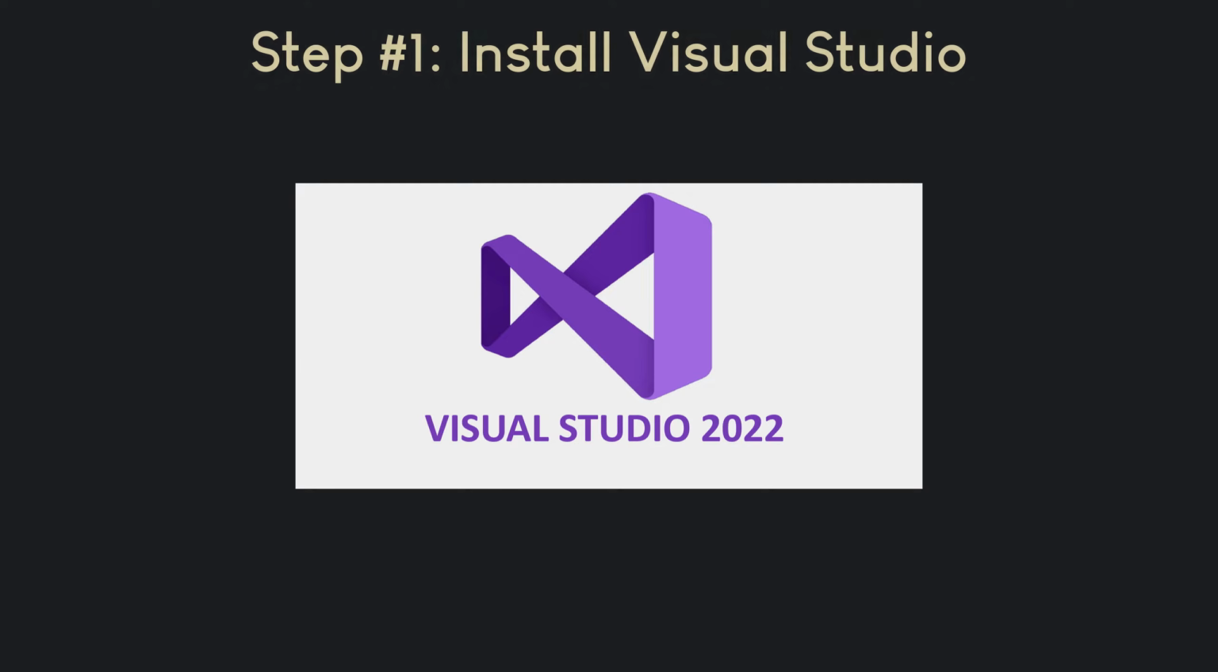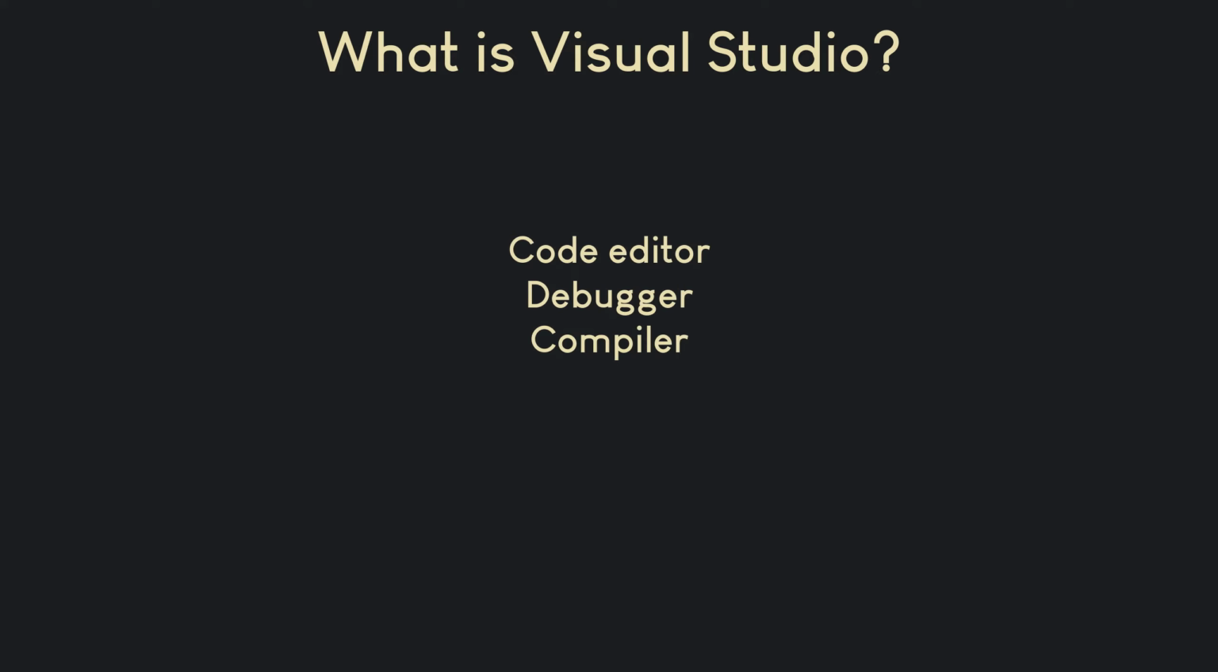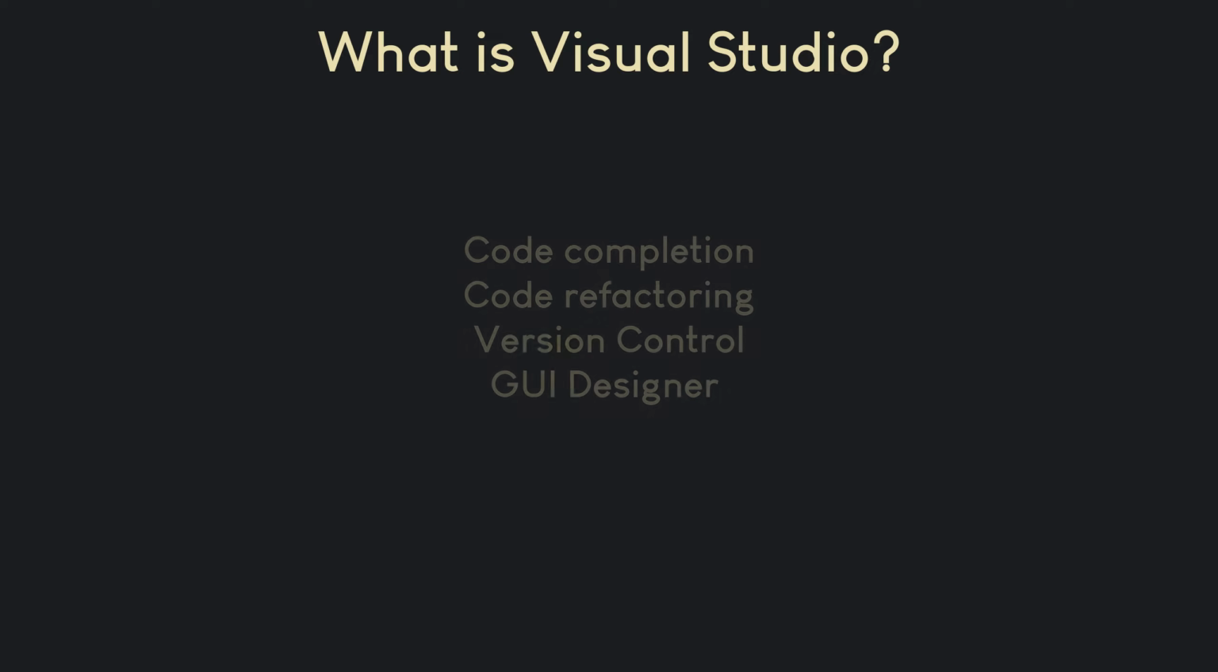First of all, we are going to download Visual Studio 2022. Visual Studio is a software development environment created by Microsoft that provides tools and services for building software applications for Windows. Visual Studio includes a code editor, a debugger, compilers, and other tools for developing applications in various programming languages. It also provides features such as code completion, code refactoring, version control integration, and a graphical user interface designer.